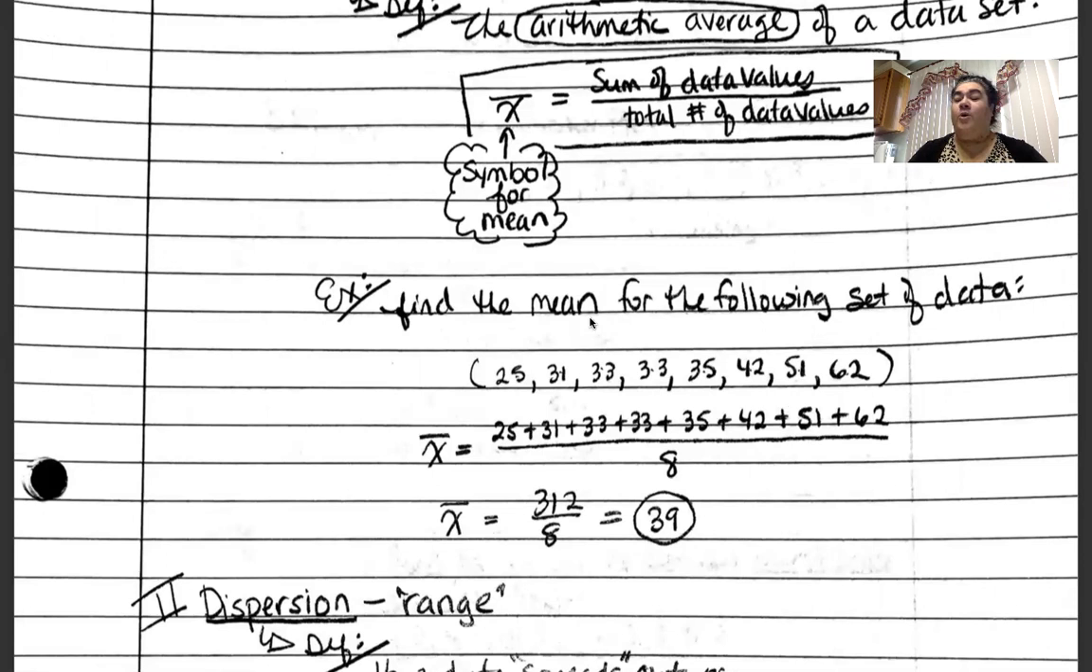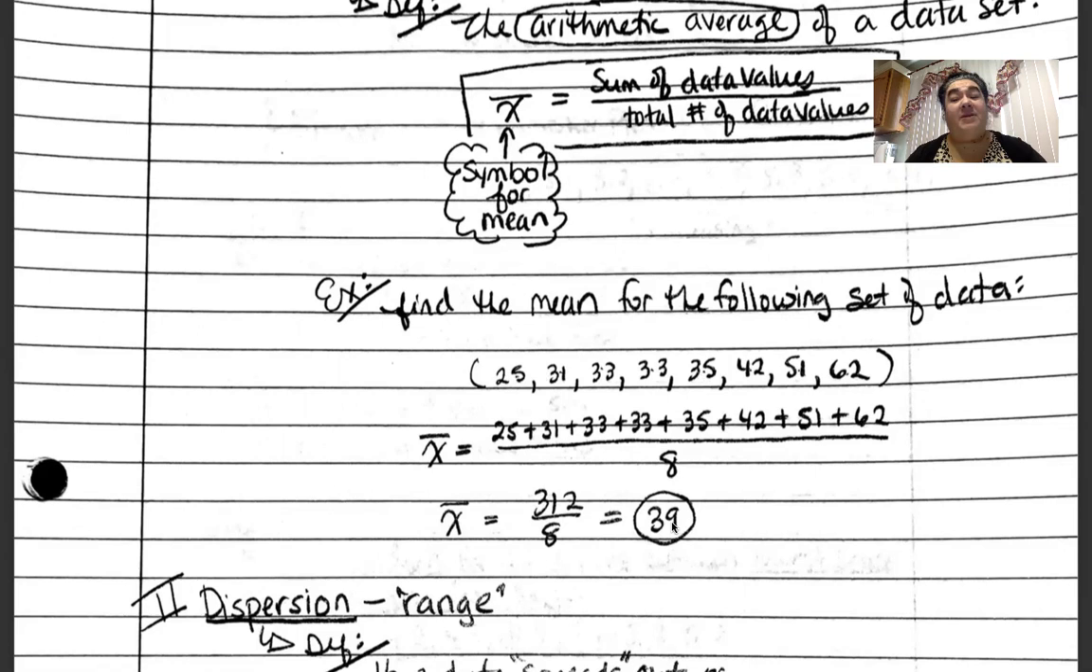So we have a set of data where we have 1, 2, 3, 4, 5, 6, 7, 8 values. We're going to take the sum of all 8 values. The sum of these 8 values is 312. Because there's a total of 8 of them, we're going to divide by 8. 312 divided by 8 is 39. So the mean of this data set is 39. That is the average value, the arithmetic average value.